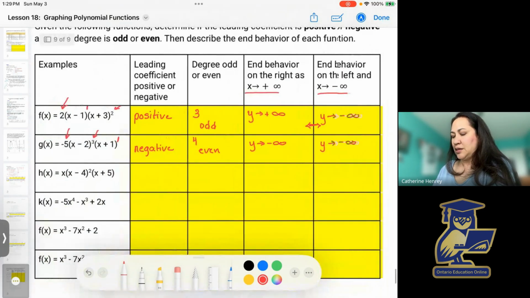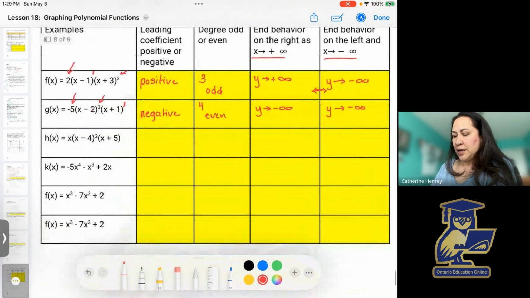All right. Actually, go ahead and try to do the last ones on your own. Try to take a look at the leading coefficient and then the highest degree and describe what the end behavior is. All right?